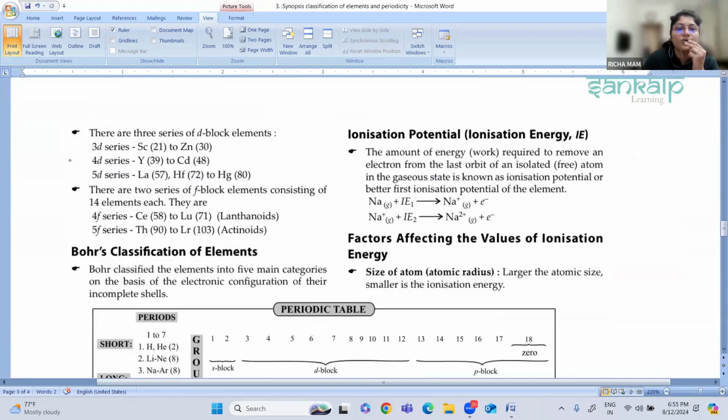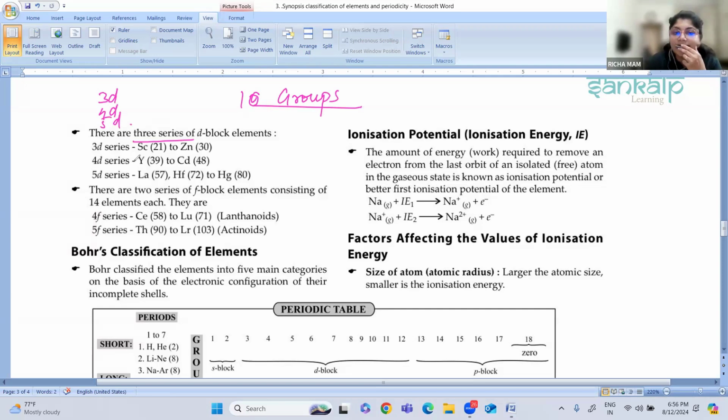Fine. There are 3 series of d block elements. You can see that the d block consists of 10 groups, right? 10 groups are present in the d block, so there are 3 series also. Which are the 3 series? 3d series, 4d series, and 5d series.